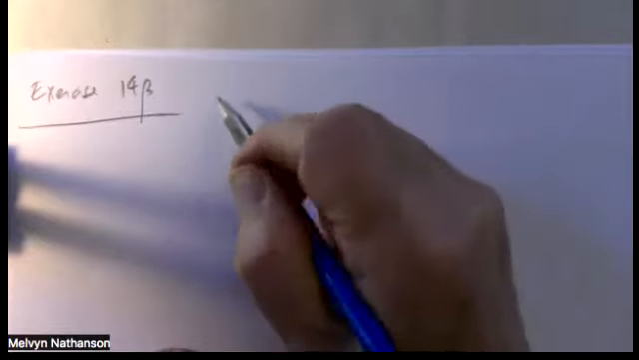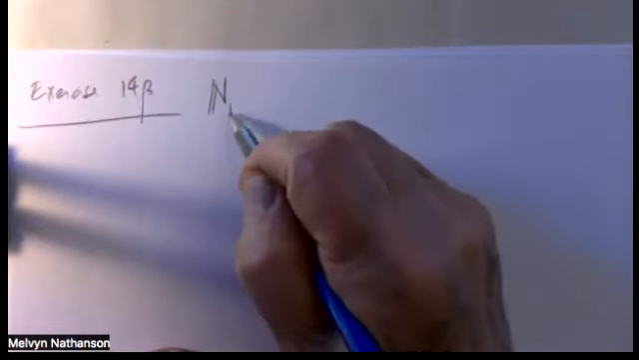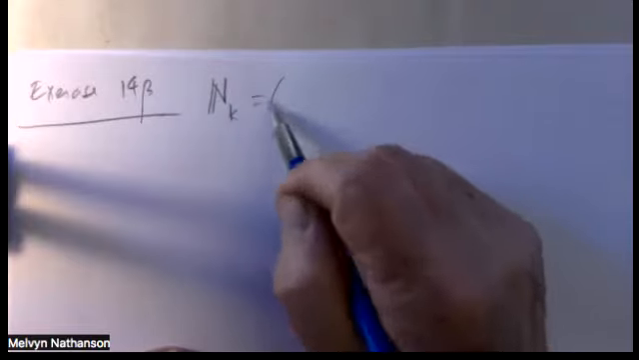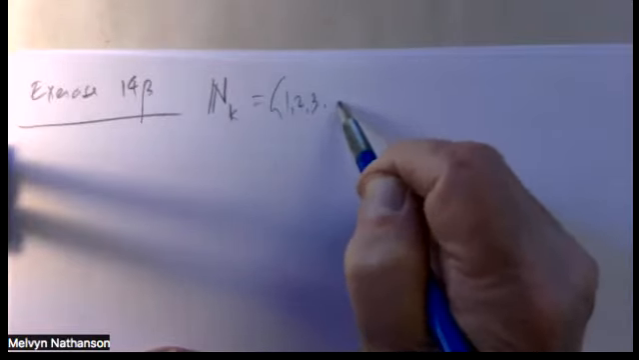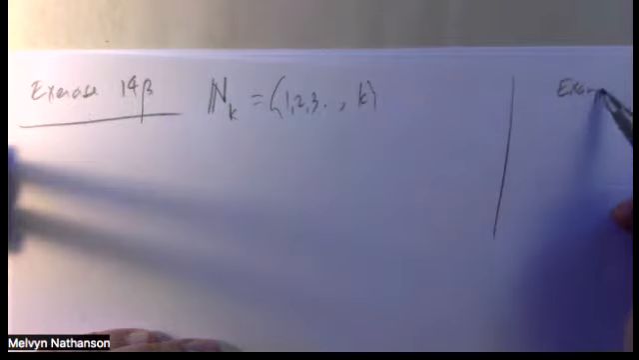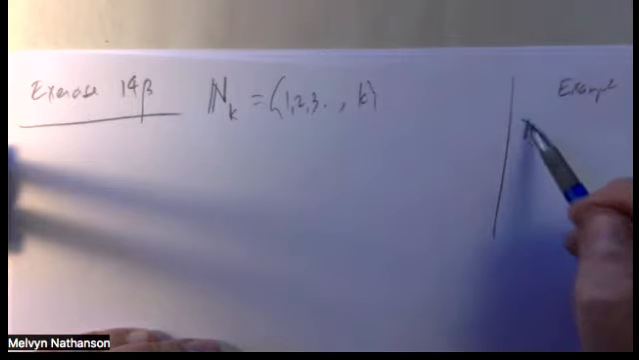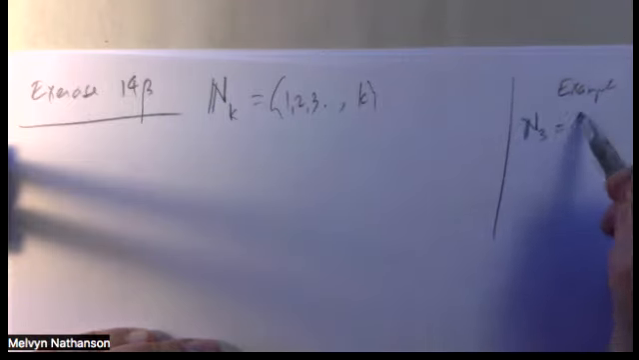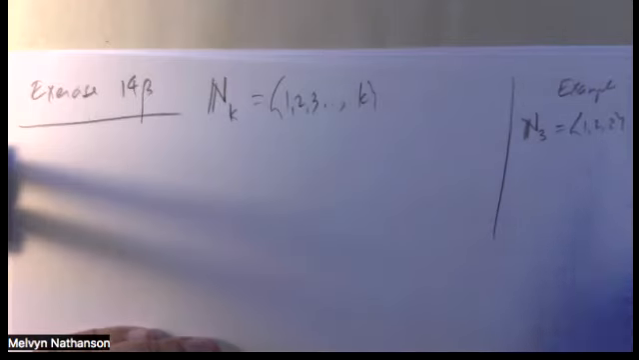So this is exercise 14 beta. You start with this set, which they're writing as n sub k, which is just the set of the first k integers. And then we have an example over here. So for example, n sub 3 is just the set 1, 2, 3.